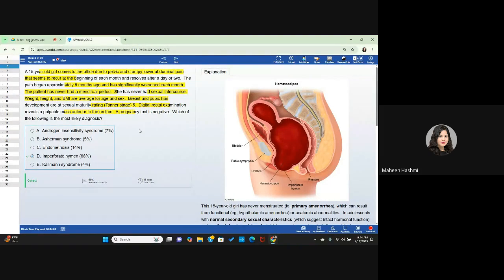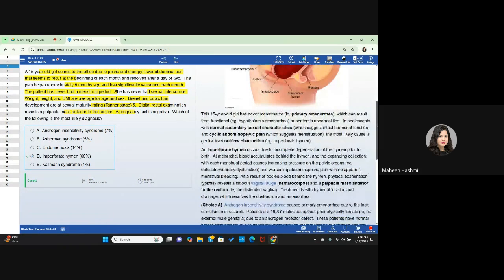bluish white membrane on examination. They've not mentioned it over here, but sometimes in USMLE Step 1, they mention that there is this bluish white membrane seen on the examination. I don't know if it's mentioned over here. Let me see if they've mentioned it here.